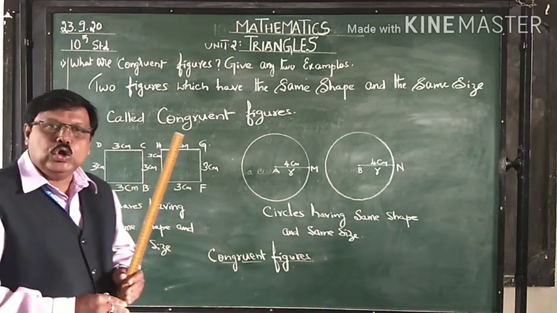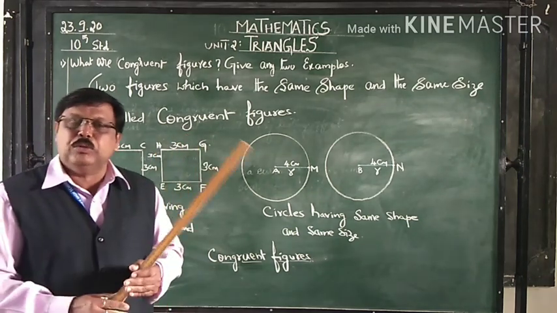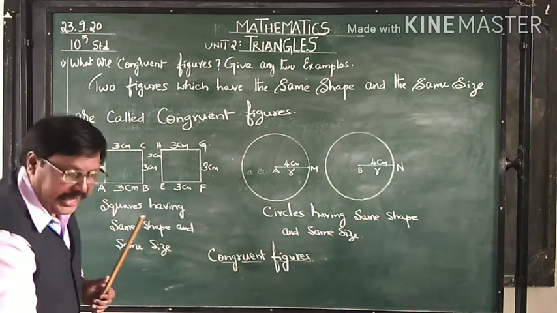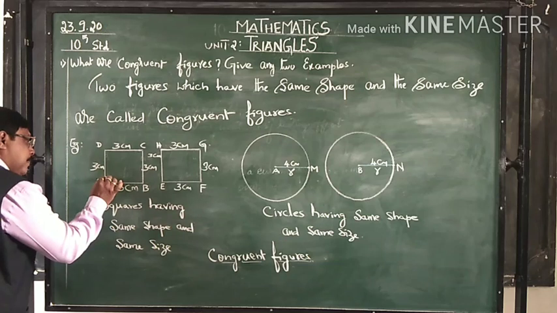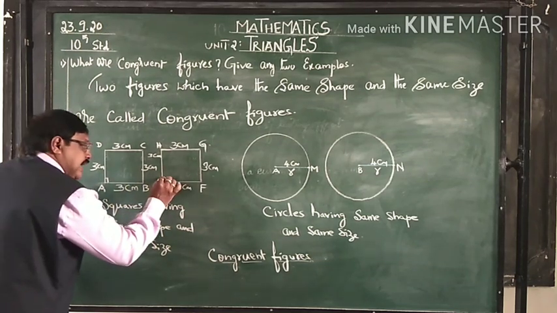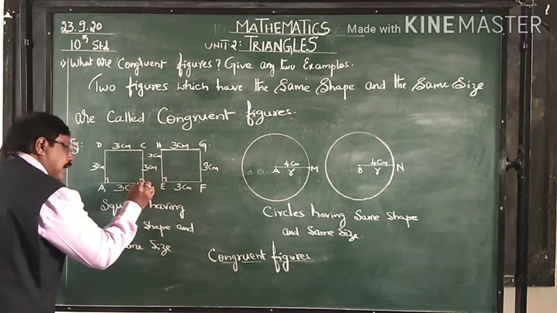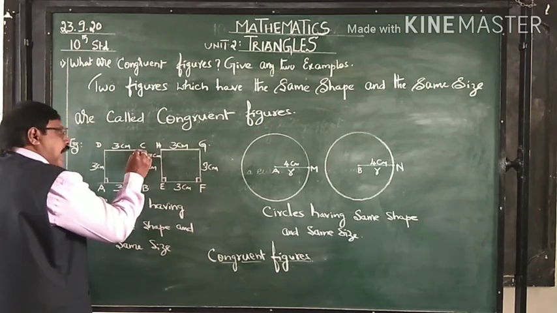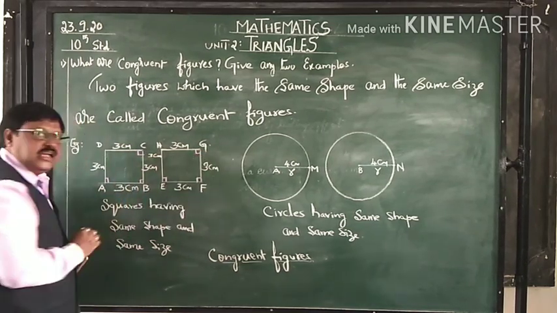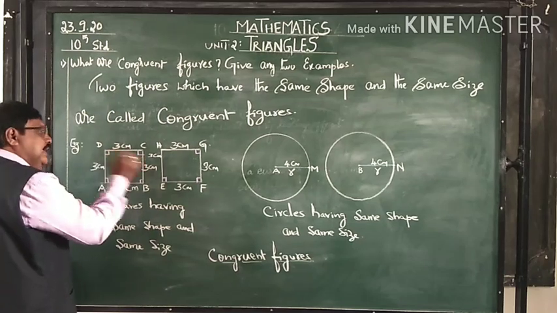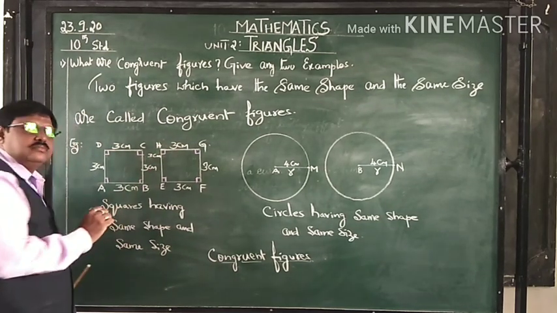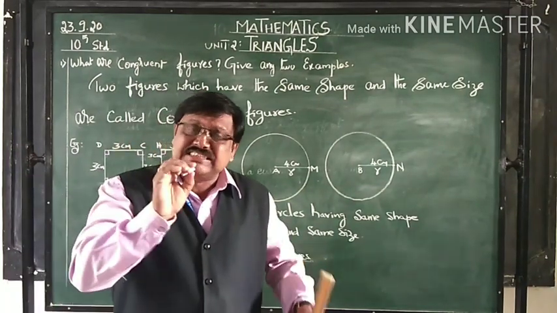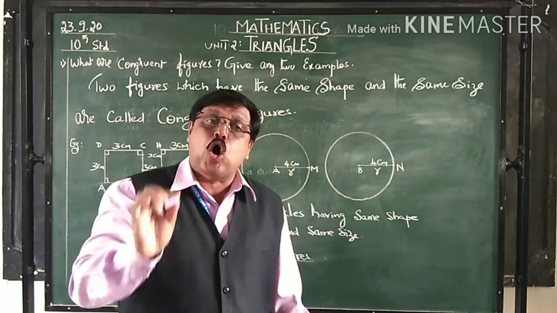And also, if you see the inclination, what do you mean by inclination? Angles. You see angle A is 90 degree, equal to angle E. Angle B is equal to angle F. Angle C is equal to angle G. Angle D equal to angle H. That means they are equally angular, you say. Then you can say these two figures are congruent.